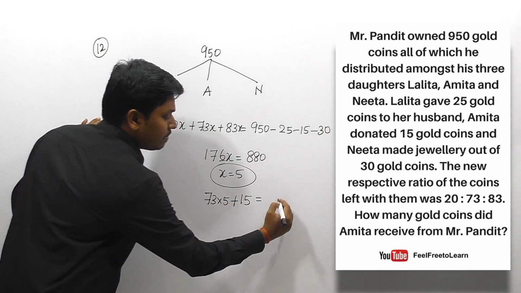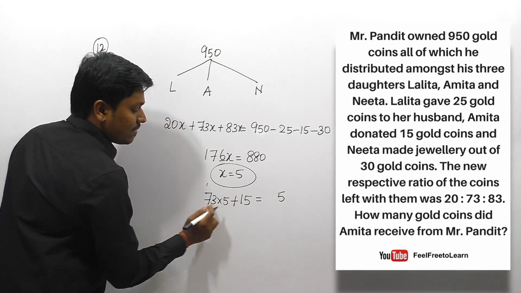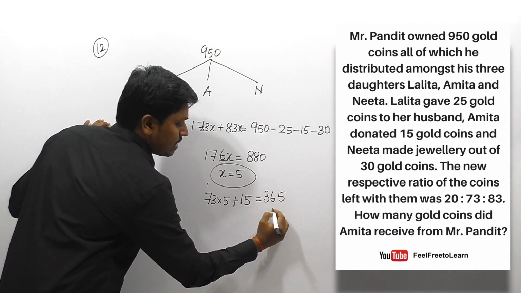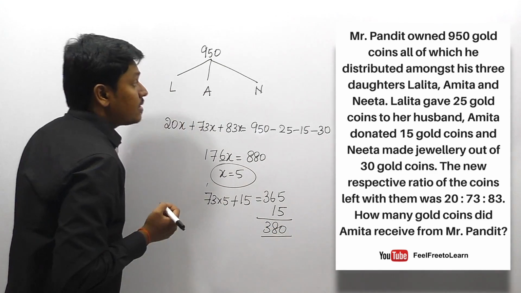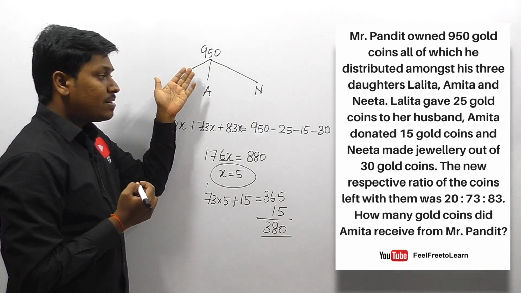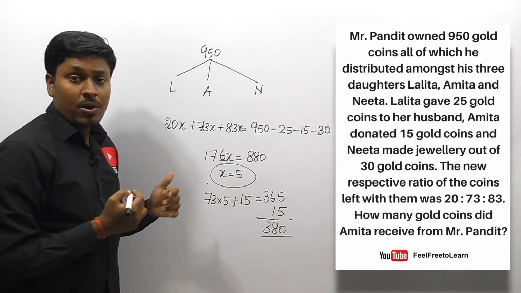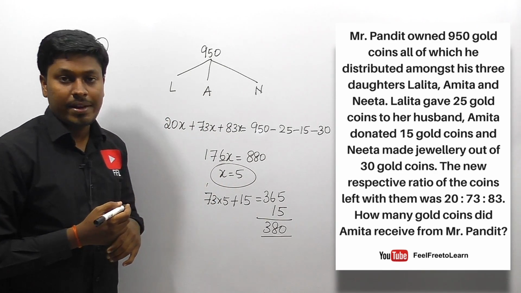So 5 into 3 will be 15, so the remainder will be 1. 7 5s are 35, so 36, plus 15. So I think 380, right? So finally we can say that from Mr. Pandit, the daughter Amita receives 380 coins.